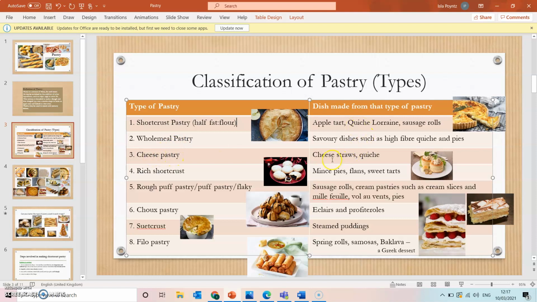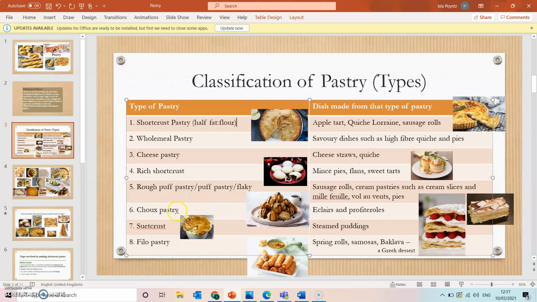Cheese pastry then is used to make cheese straws or quiche, because quiche has cheese in it. Now, rich short crust, so that would have an egg in it or an egg and sugar, and that's used to make mince pies and flans and sweet tarts. Rough puff pastry or puff or flaky, they're all very similar, is used to make sausage rolls again. Cream pastries such as cream slices and a millefeuille, and vol au vents, there they are there, and pies. So sometimes a steak and kidney pie would be made using a flaky or rough puff pastry.